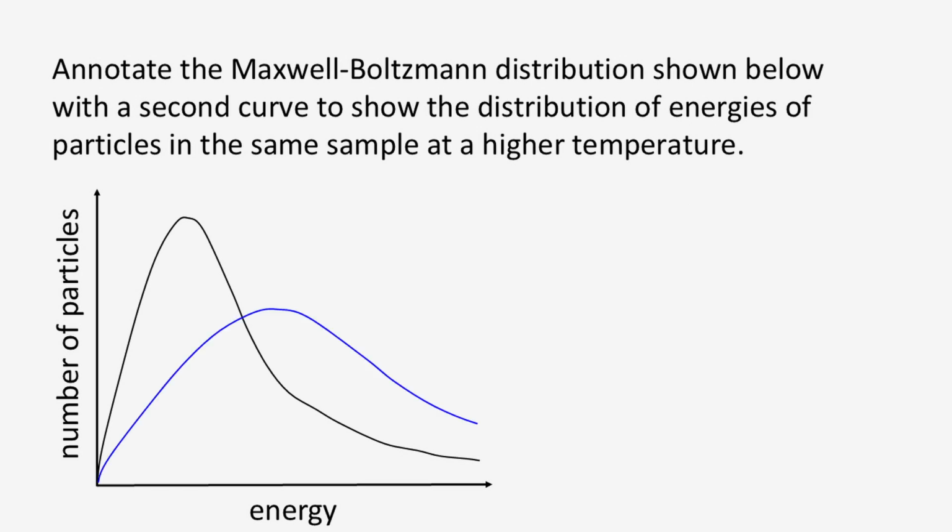We add the second curve showing the distribution of energies at a higher temperature. Ensure that the area beneath the second curve is approximately the same as the area beneath the original curve. The peak of the second curve must be lower than the peak of the original curve, i.e. there are fewer particles with the most common energy.